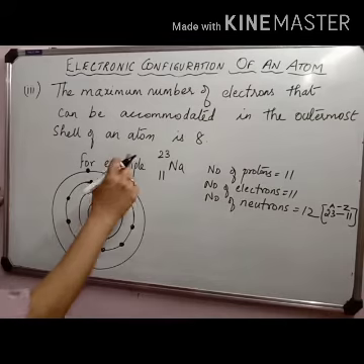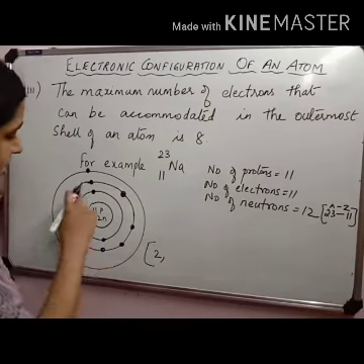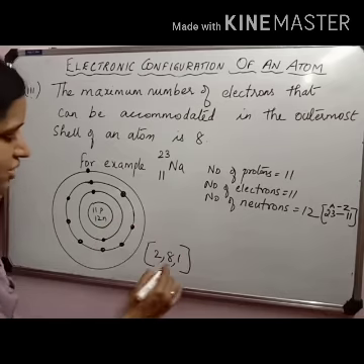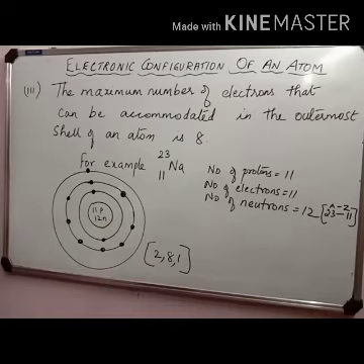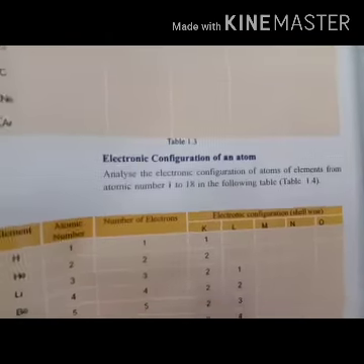So what is the electronic configuration of sodium? 2 in the K shell, 8 in the L shell and 1 in the M shell. 2, 8, 1 is the electronic configuration. Okay, so coming to the electronic configuration of an atom.